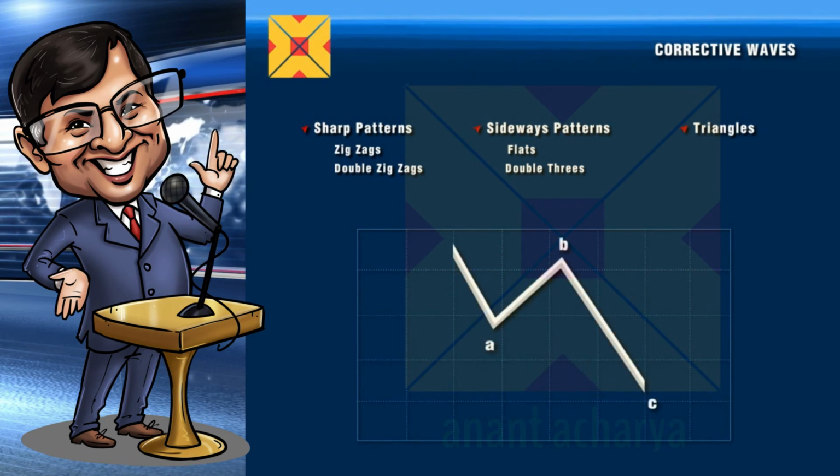All corrective waves unfold as 3 waves. Triangles, while unfolding in 5 waves, are also included in correctives for specific reasons, as we shall see later. For ease of nomenclature, all corrective patterns, including the triangle, are called threes. Let us now look at the different corrective patterns.